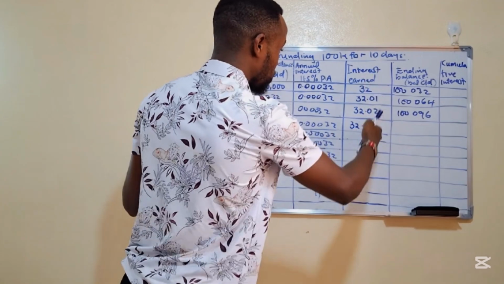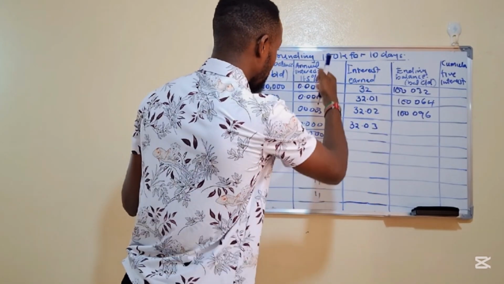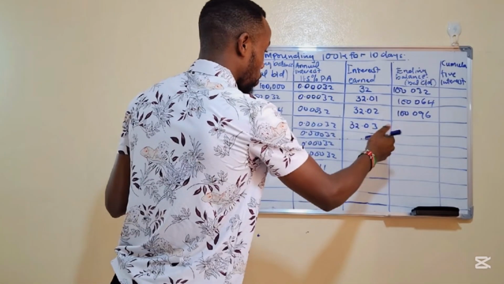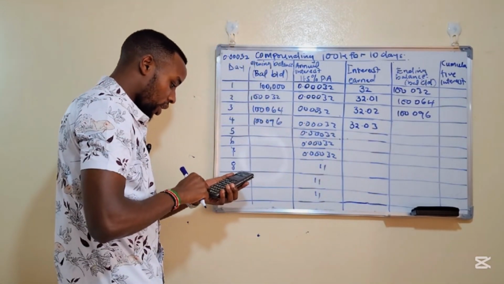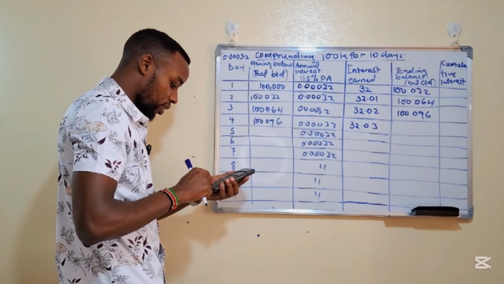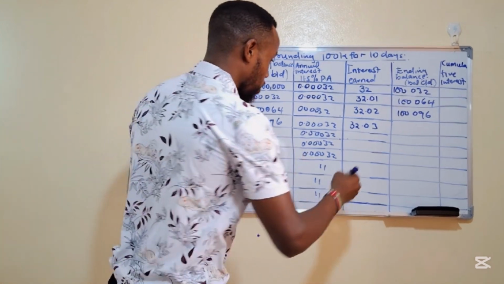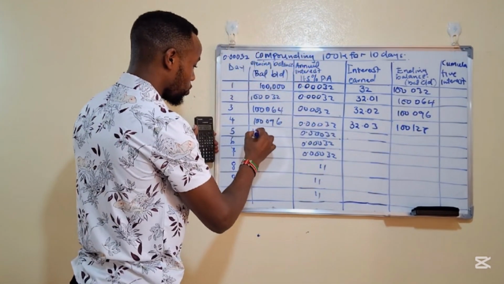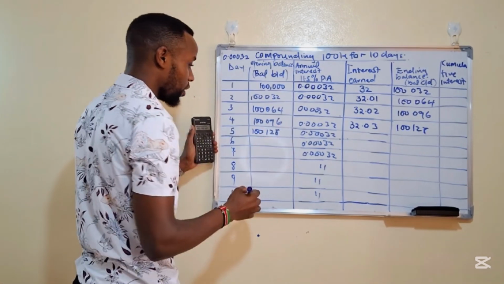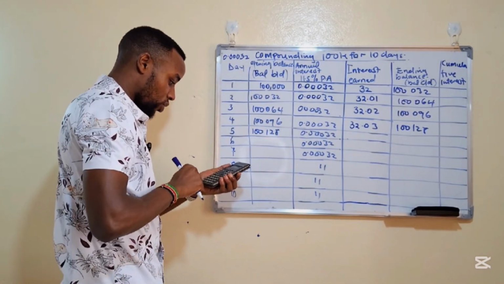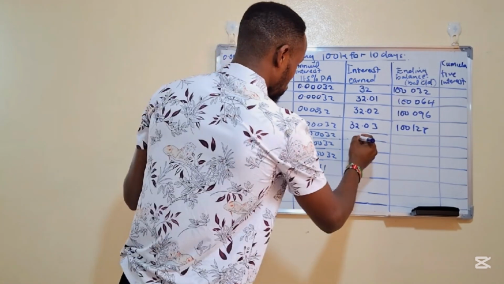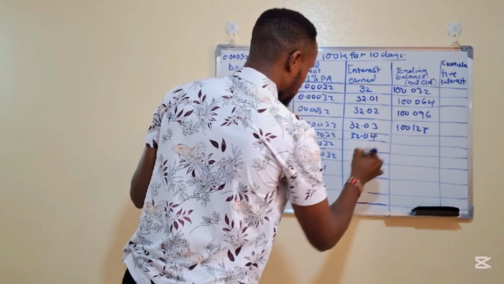32.03. Remember, this is cumulative interest, assuming that the interest rate is not changing. So if you add this one to this plus 100,096, you get 100,128. So the opening balance here is 100,128 on day 5. Then you multiply by 0.0032, you get 32.04.